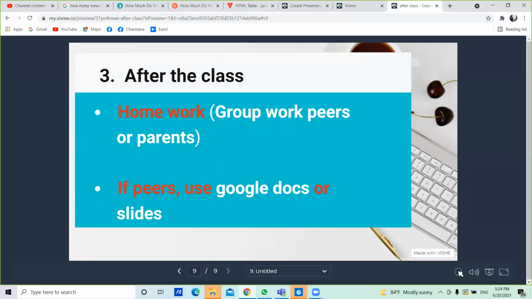Google Docs or Google Slides allow students to do collaborative work, so there is no need to get together. They can join their WhatsApp groups or any other communication medium, and they can complete the homework. The better way is to ask them to do the group work using Google Docs or Slides. In that way, you can plan an online lesson.